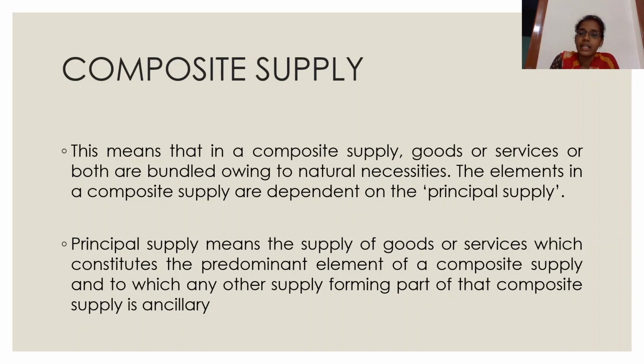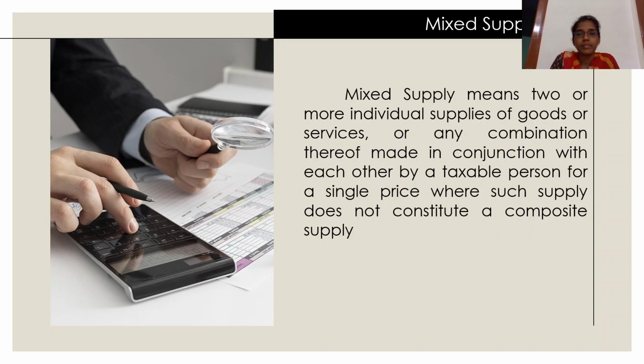Principal supply means the supply of goods or services which constitutes the predominant element. In a supply, this principal supply would play a predominant portion. So this plays the predominant element of the composite supply, and any other supply forming part of that composite supply is called ancillary supplies. So in a composite supply, we will have one principal supply and all the other additional supplies would be considered as ancillary supplies.